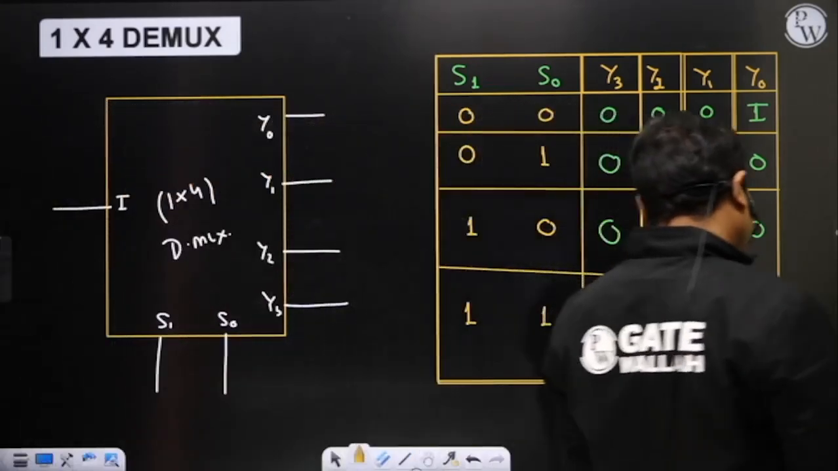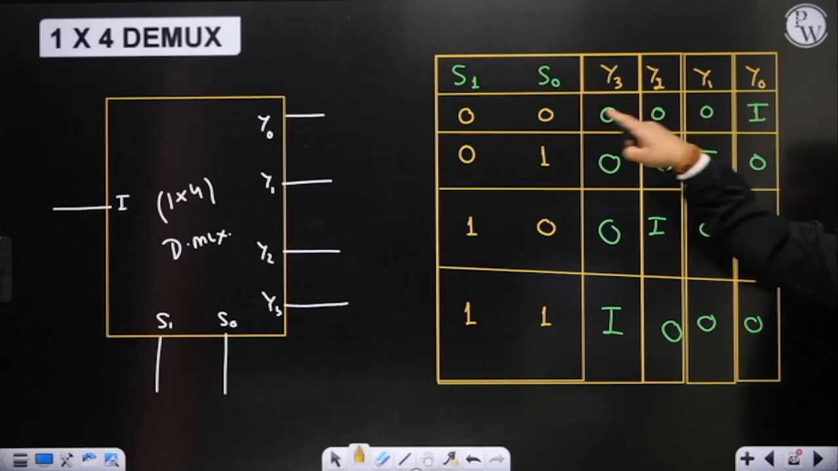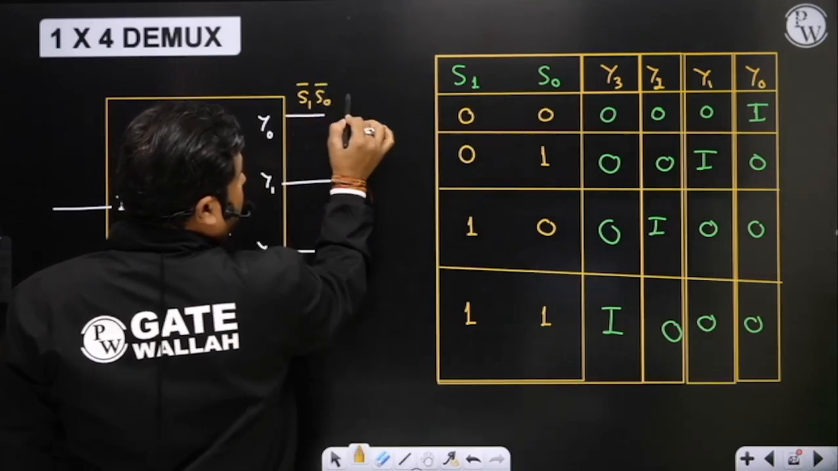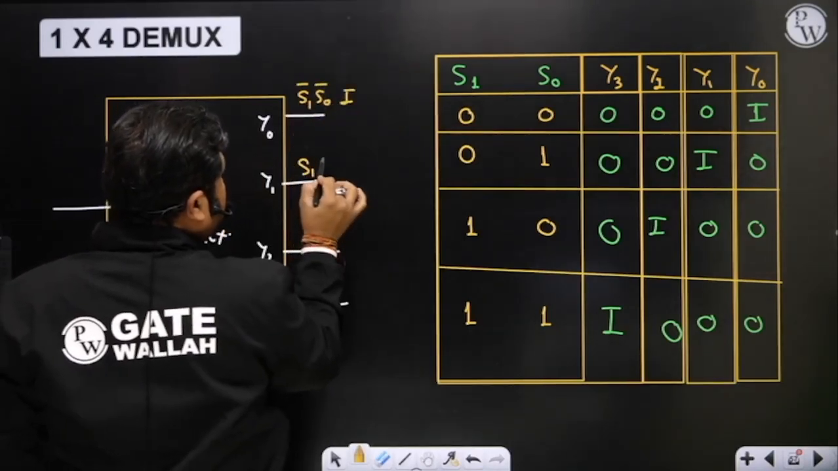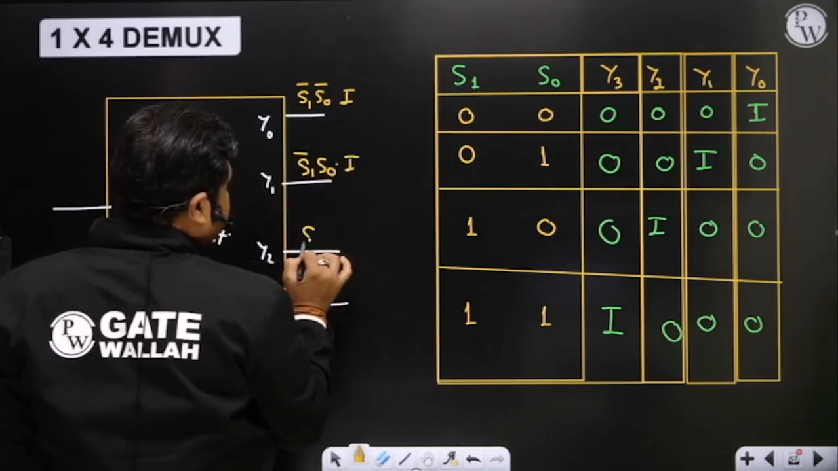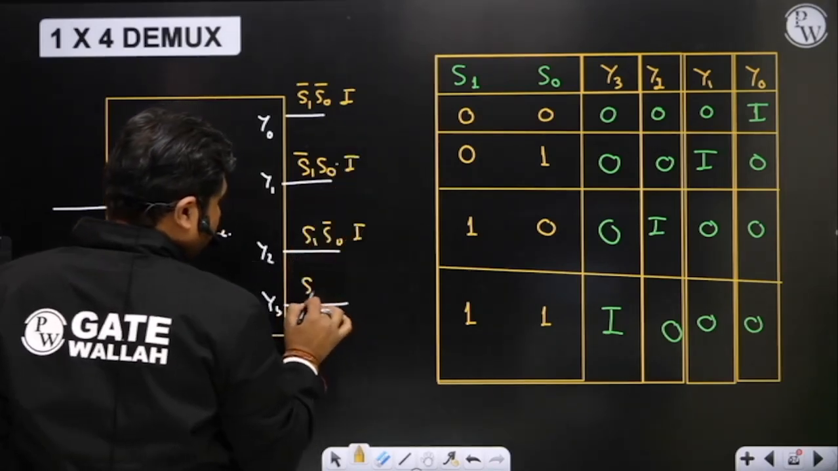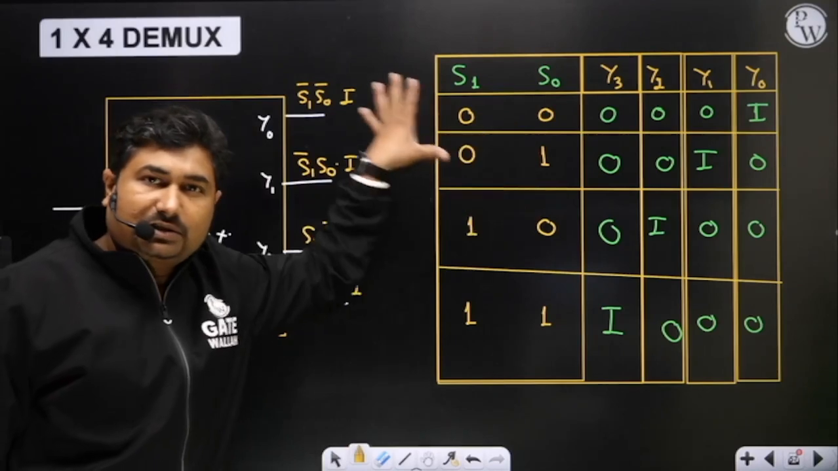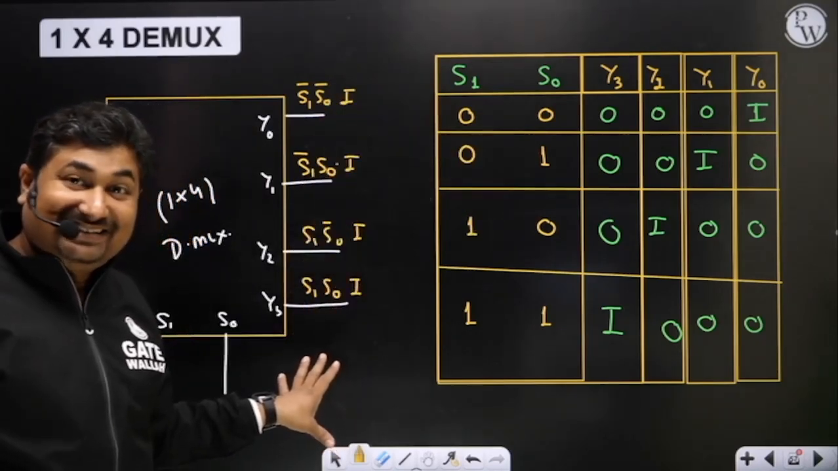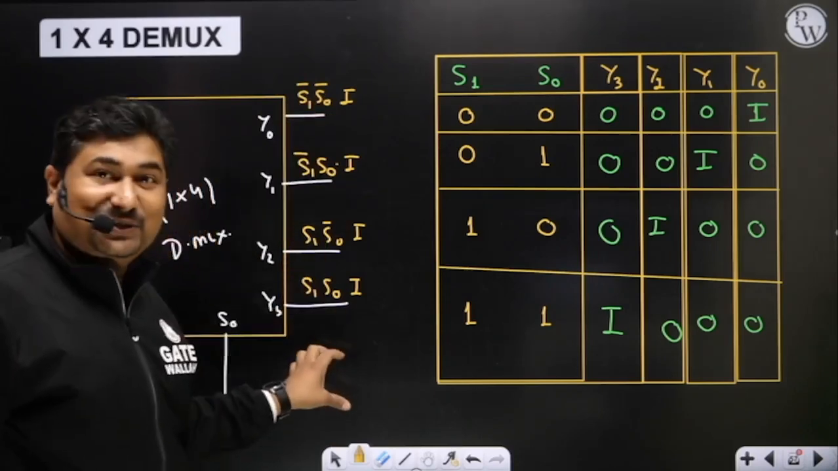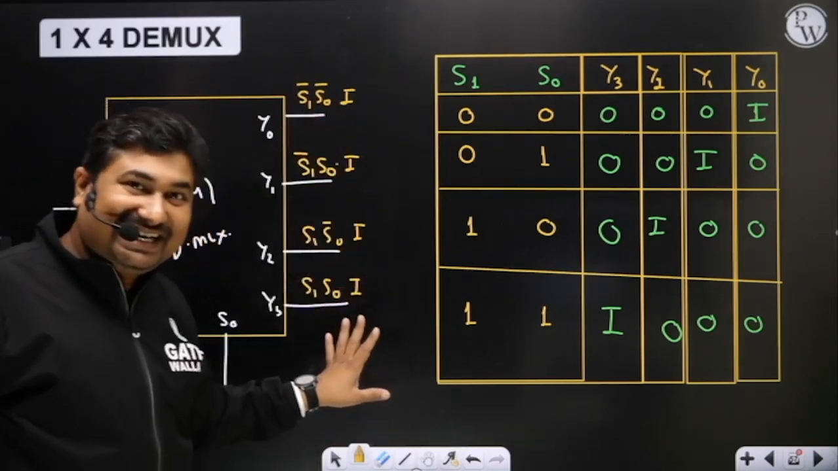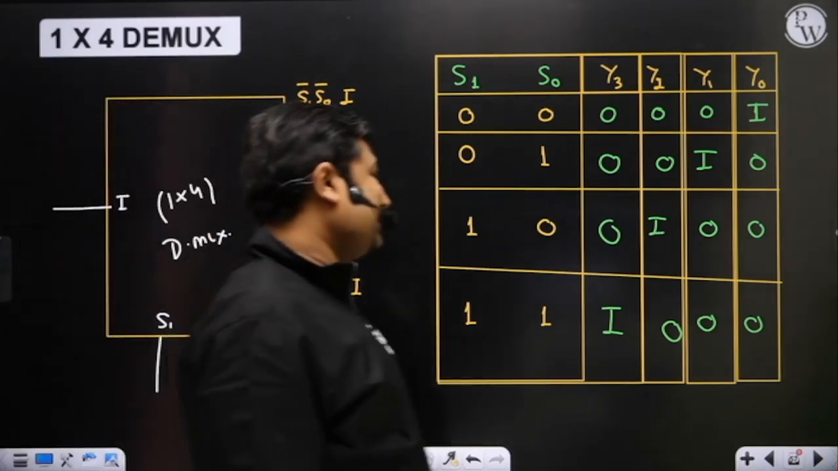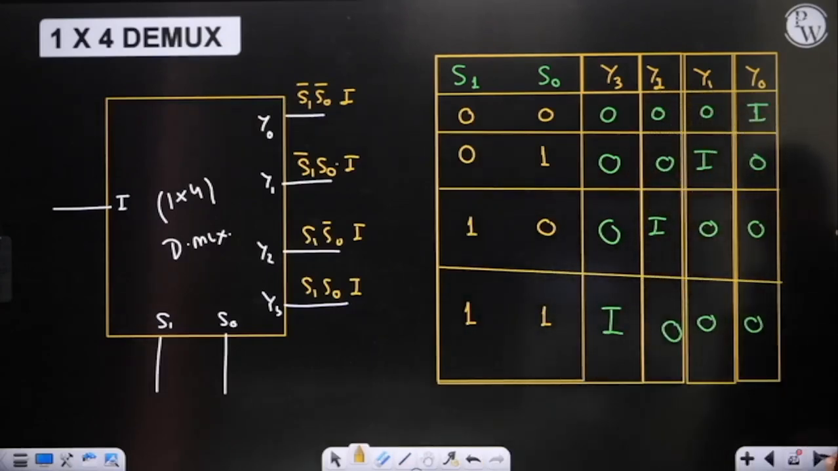Yes, sir. What is the logical expression? Sir, Y0 is S1 bar S0 bar I. Y1 is S1 bar S0 I. Y2 is S1 S0 bar I, and Y3 is S1 S0 I. Is it okay? So these are the logical expressions we are getting from the truth table. There is a reason that I have represented these over the output lines. Now, by the select lines, we know about this. Is it okay? Great, sir.